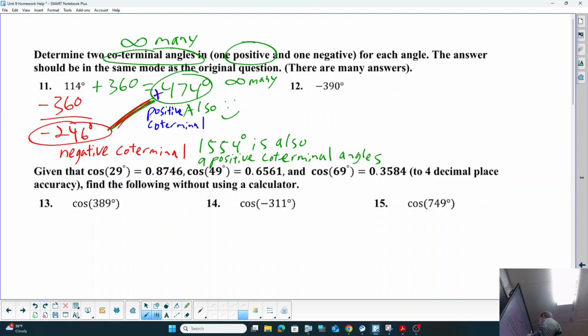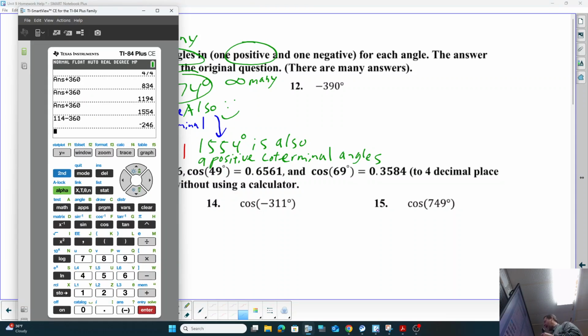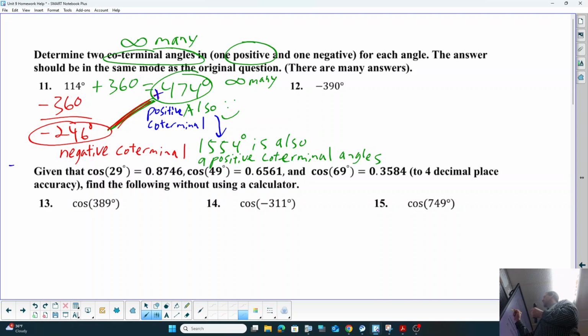Cool, so you try number 12. Remember that there's infinitely many. So you could find more negative coterminal angles by minusing 360 again, and again, and again. Negative 2766 is another negative coterminal angle.